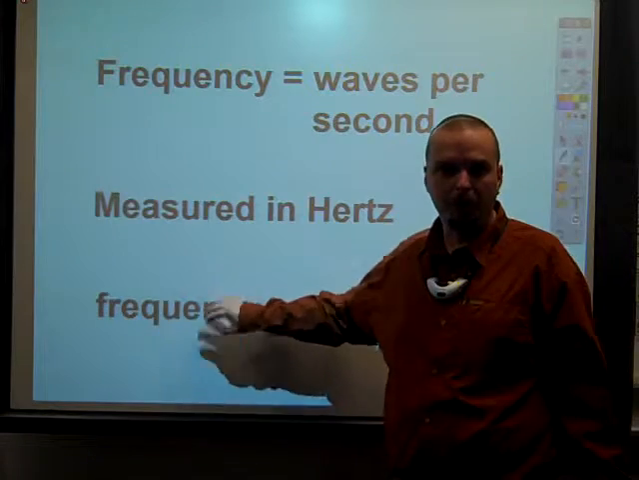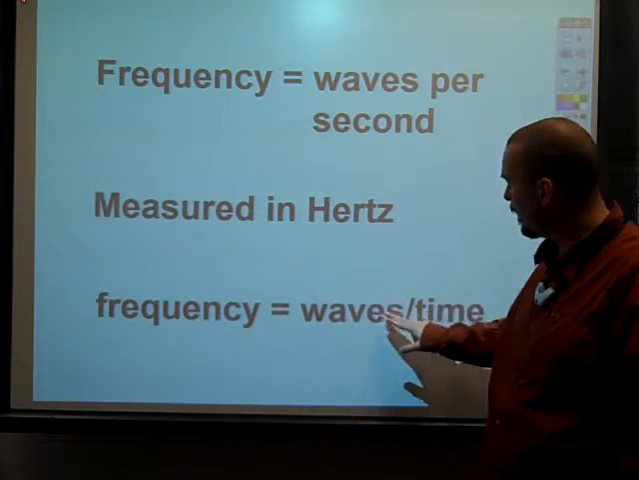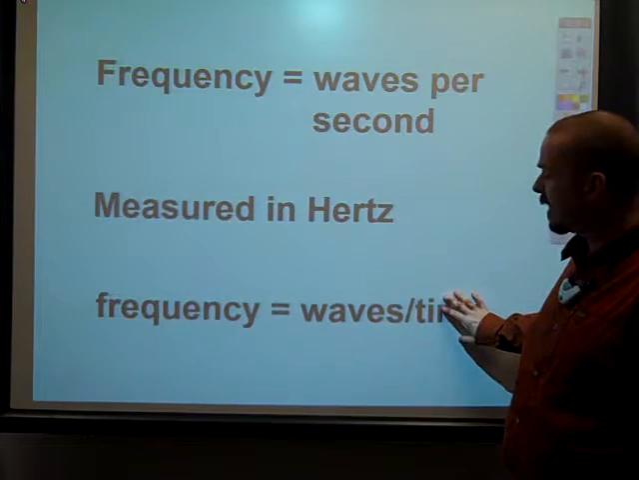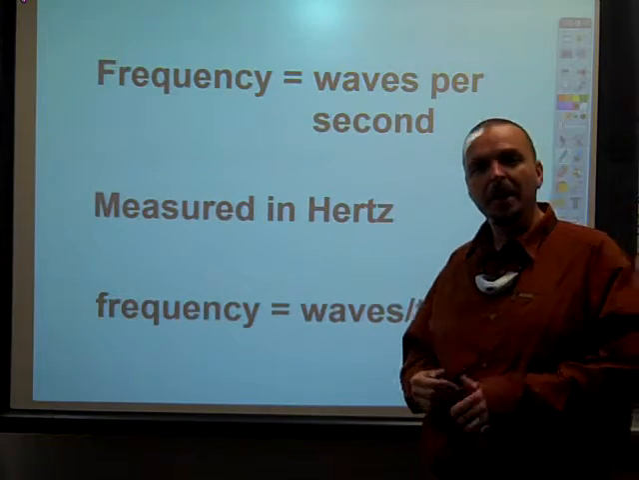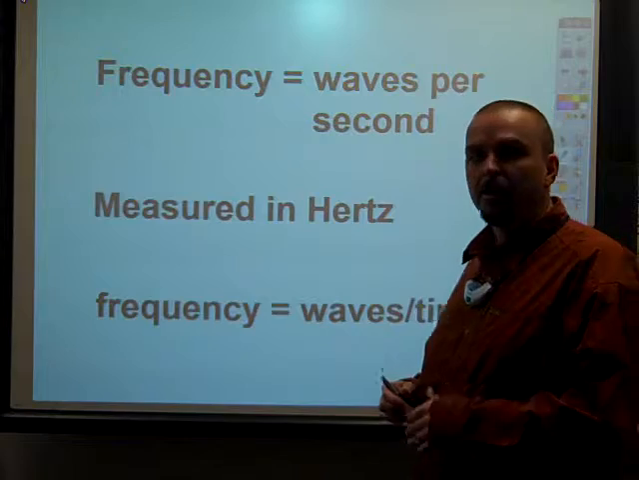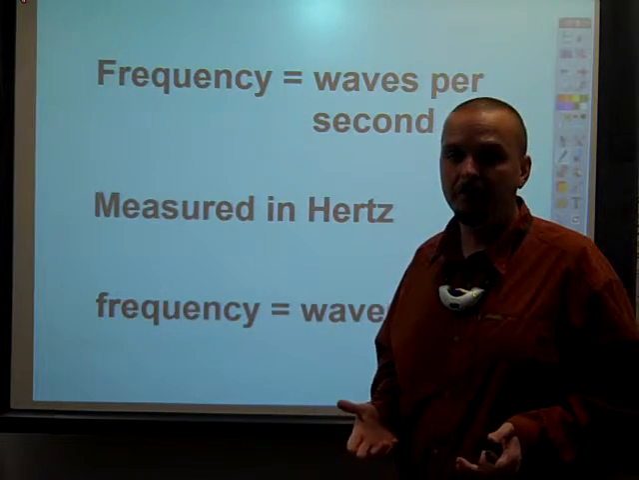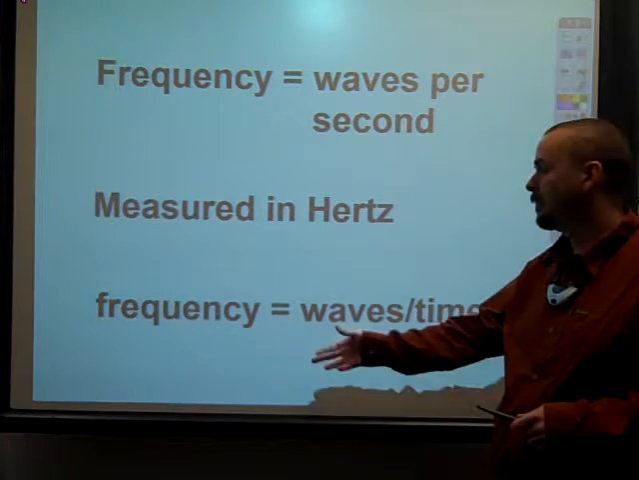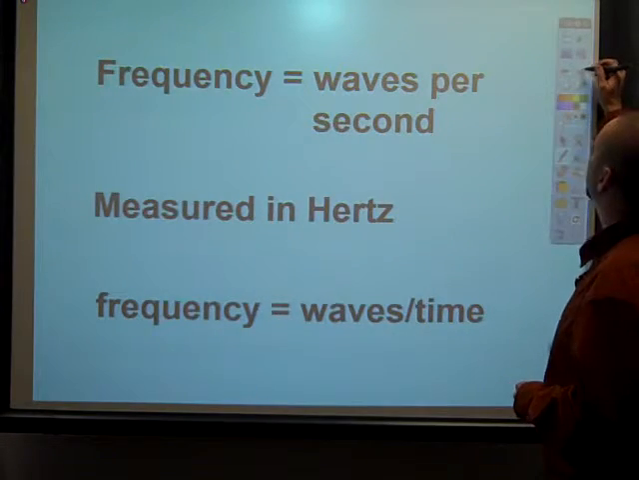It can be calculated pretty easily by taking the number of waves divided by the amount of time. And again, in order to get hertz, this needs to be in seconds. So again, if you were standing on the pier and you were counting waves that went by, you counted 15 waves in 30 seconds, you would take 15 divided by 30. You'd have the frequency of your wave.